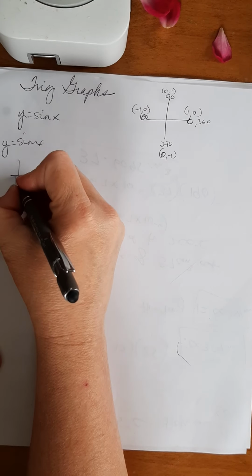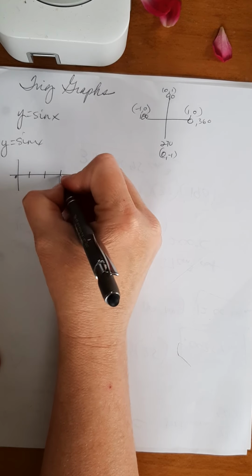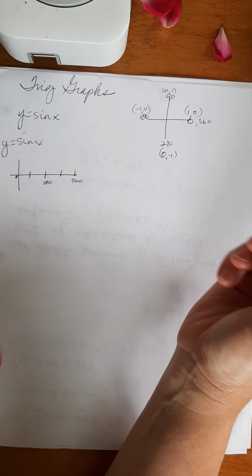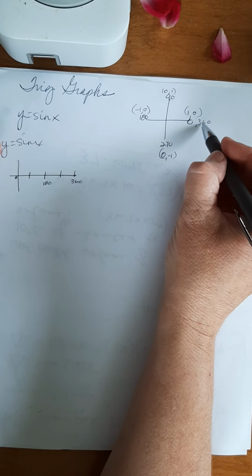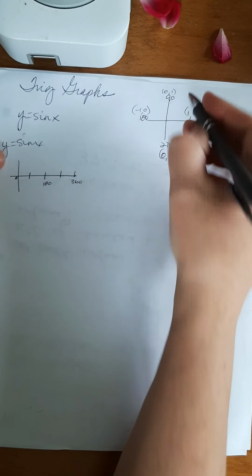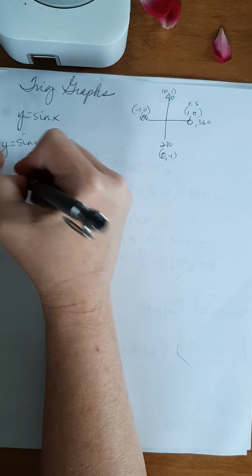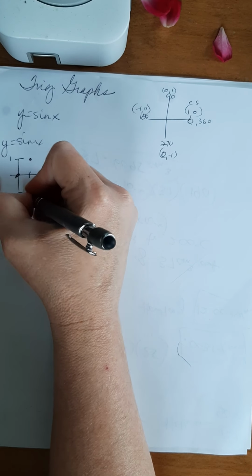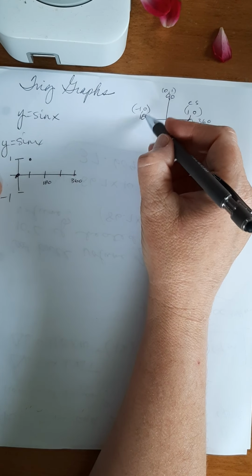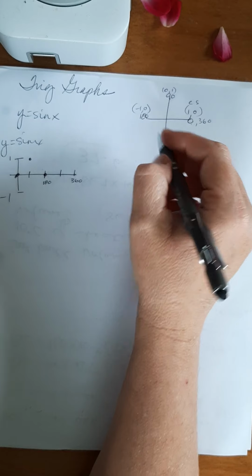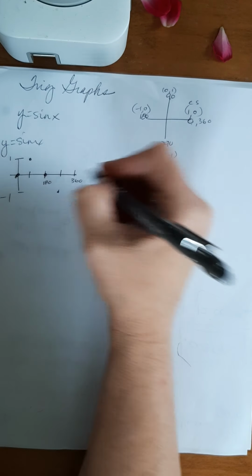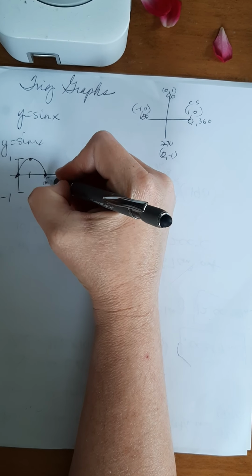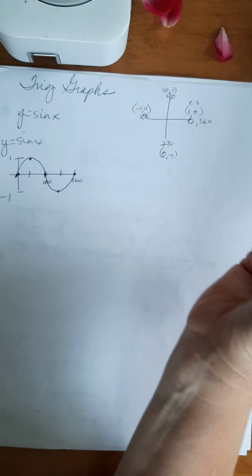So if I wanted to graph y equals sine of x, we're going to start with 0 degrees, 90, 180, 270, 360. Notice how if I wanted the sine of 0, remember, sine cosine, it's 0. Sine of 90, 1. Sine of 180, 0. Sine of 270, negative 1.